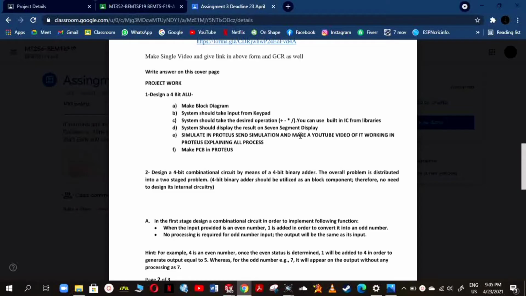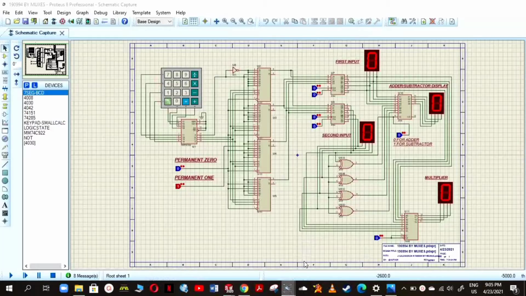So now we are going to move towards our Proteus circuit. Here, this is our basic Proteus circuit. Now you can see here I used muxes. I used four 8x1 muxes, which give us the correct input from the keypad. Without these muxes, our input did not give us the correct input.